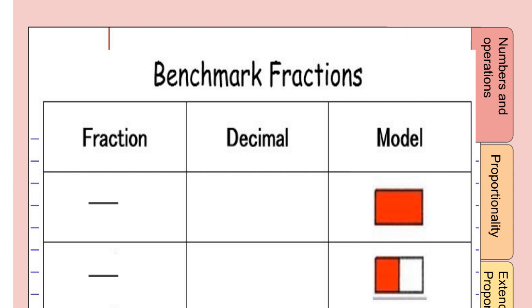Okay, so on the right-hand column, we have the model for each of them. What we're gonna do is use that model to create our fraction, and then turn that fraction into the decimal that we know.